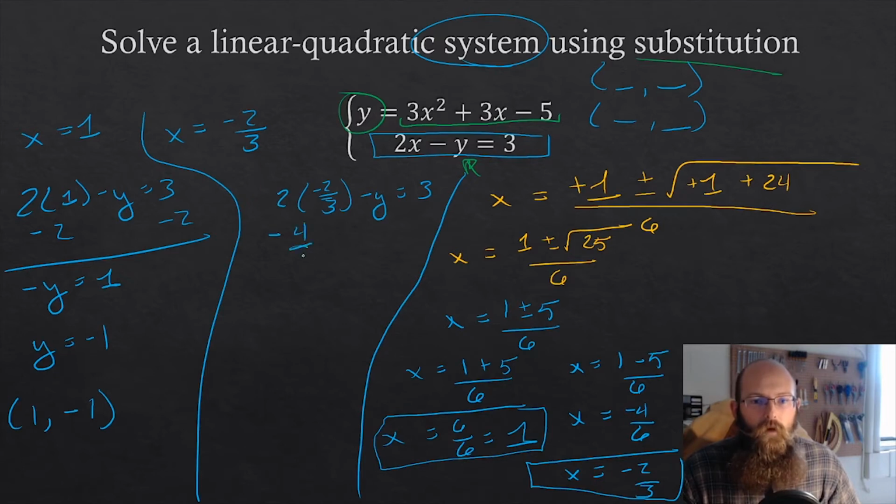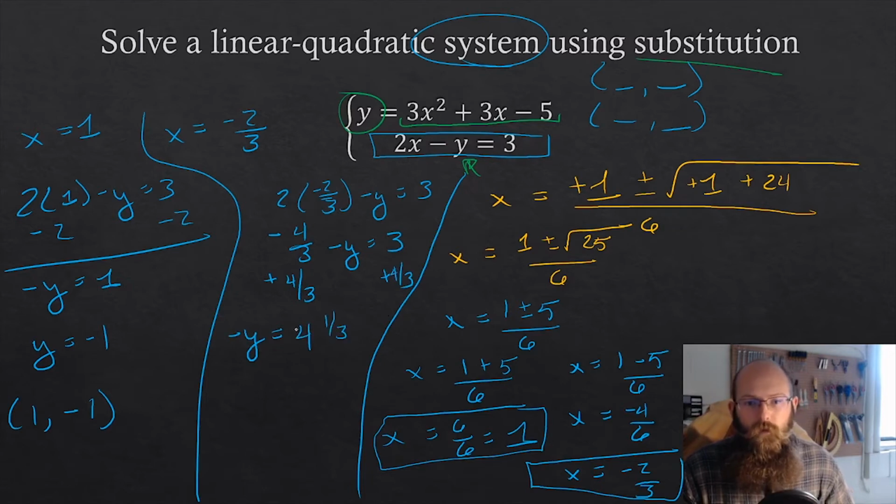Negative 4/3 minus y equals 3. I'm going to add my 4/3. So negative y equals 3 and 4/3, or 4 1/3, right? I could also get a common denominator for the 3, and that's going to be times 3, so that's 9/3. So if I want to be fancy, that gets me 13/3. So negative y equals 13/3.